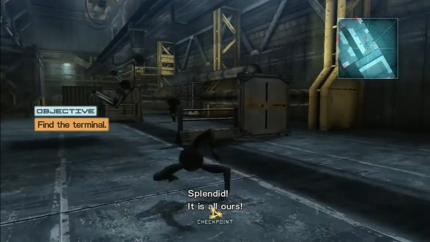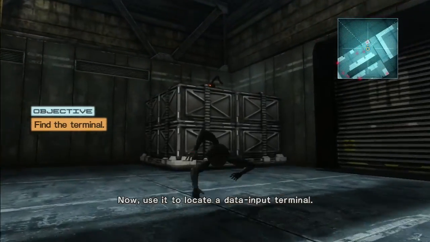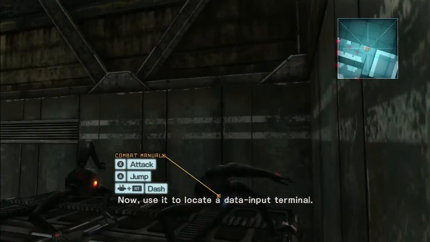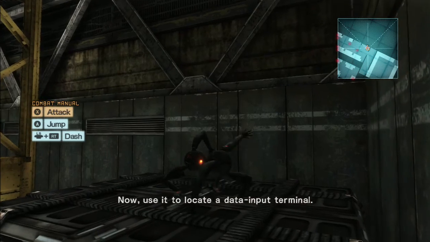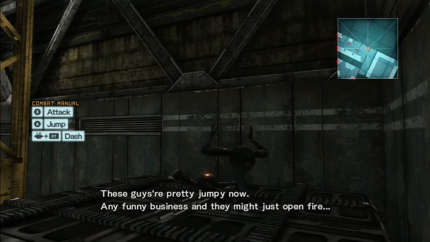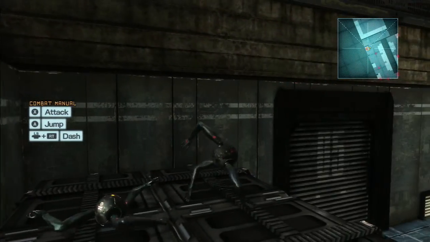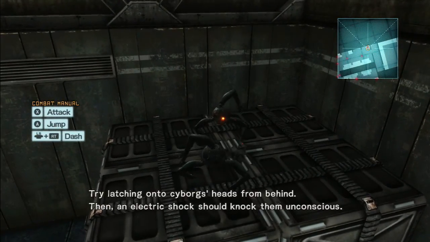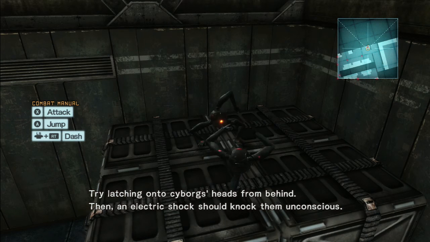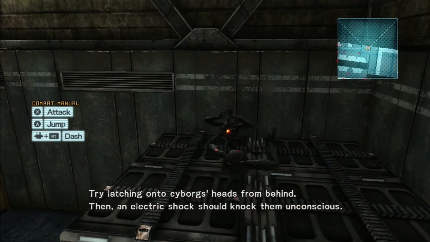Splendid! It is all ours. Now, use it to locate a data input terminal. These guys are pretty jumpy now. Any funny business, and they might just open fire. Try latching onto cyborgs' heads from behind. Then, an electric shock should knock them unconscious.